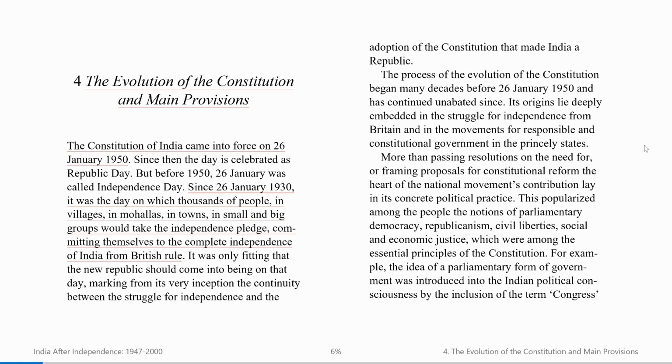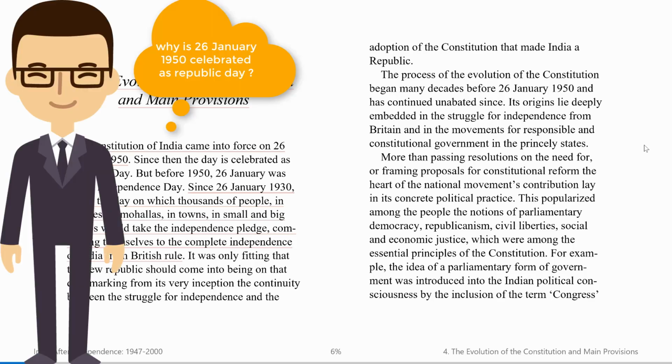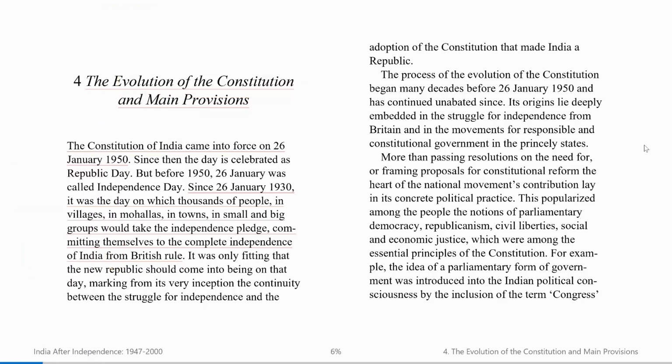And as you all know, the Constitution of India came into force on 26th January 1950. Now that's very strange. As you remember, if you have seen the preamble, you will see that it was adopted on 26th of November. So what was the reason? The reason, in very simple terms, was that 26th January 1930 was a day on which thousands of people in villages, mohallas and towns, in small and big groups, used to take part in an independence pledge. And they used to commit themselves to the complete independence of India from British rule. And that was the idea.